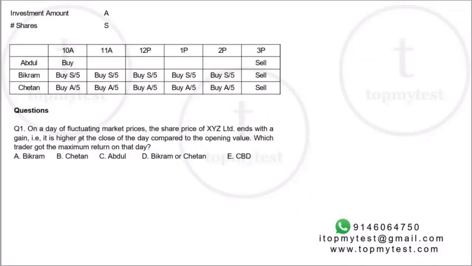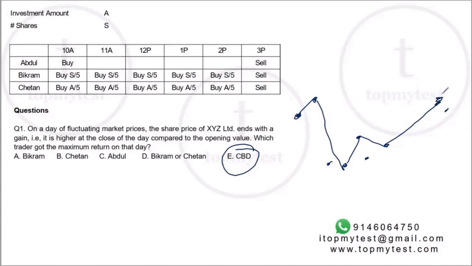Okay, question number 1. On a day of fluctuating prices, the share price of XYZ ends with a gain higher than the closing price. Who will get the maximum return of the day? Now, we have already discussed, we cannot determine this. We need to know how much it fluctuated by. For example, suppose it rises, then it falls sharply, then it rises, then falls sharply, and then towards the end of the day rises. Now, both Bikram and Chetan's average price might be somewhere over here, whereas Abdul, even though he's going to make a profit, his profit might be a little lower compared to Bikram and Chetan.